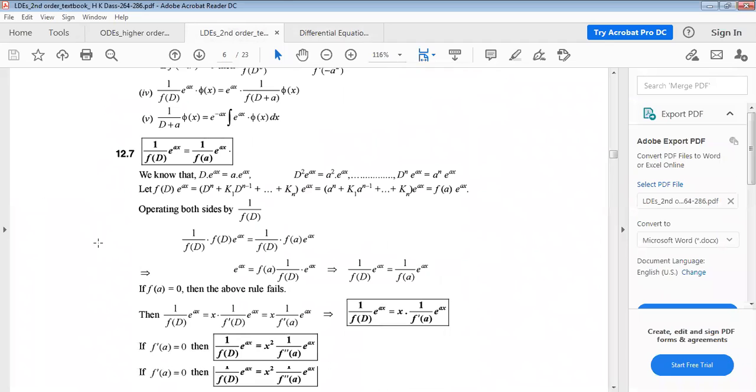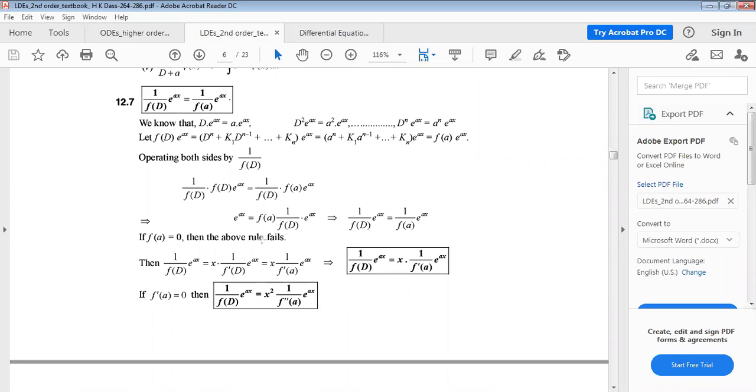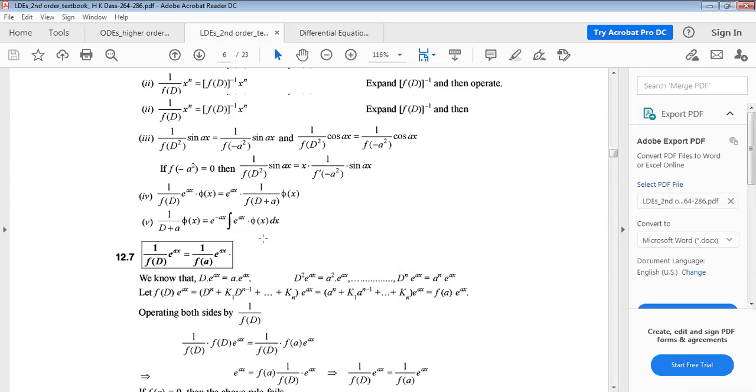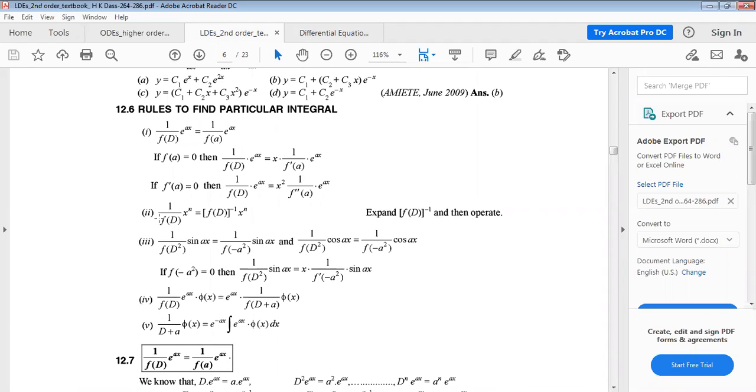Actually, we are using these rules. 1 by f of D e to the power ax equals 1 by f of a e to the power ax. This is the first rule. And this is the second rule.